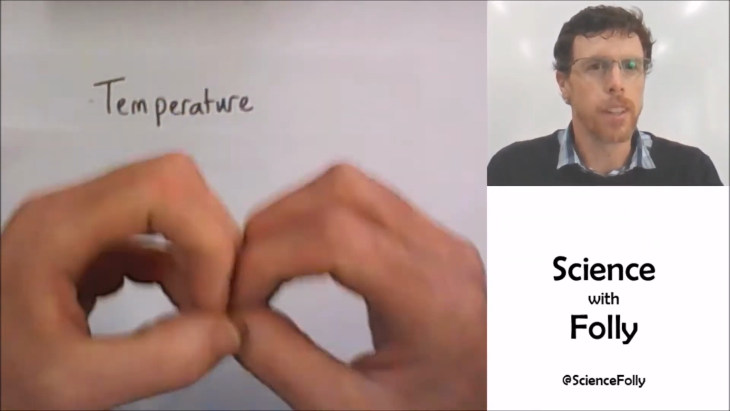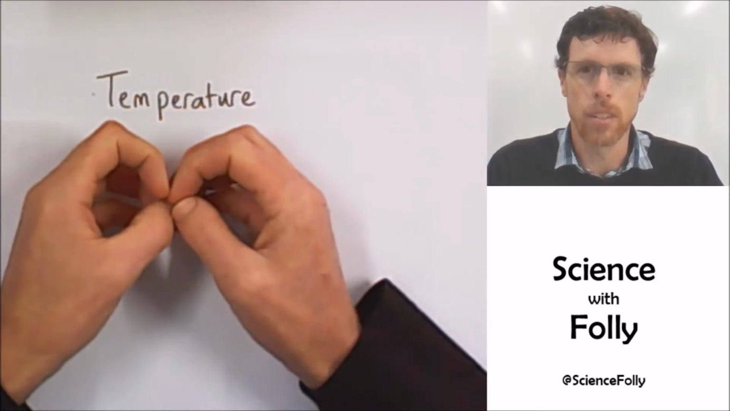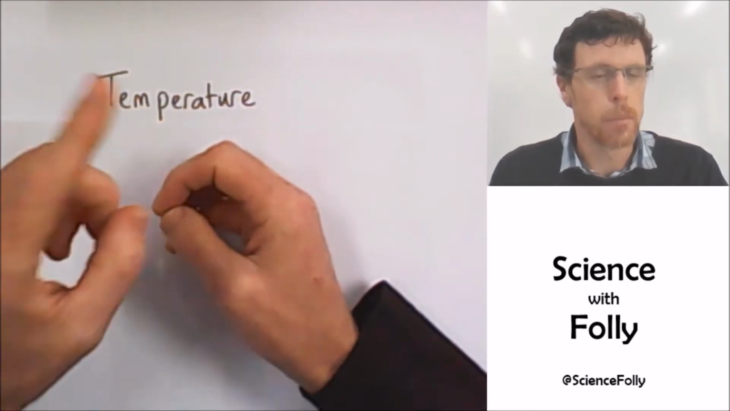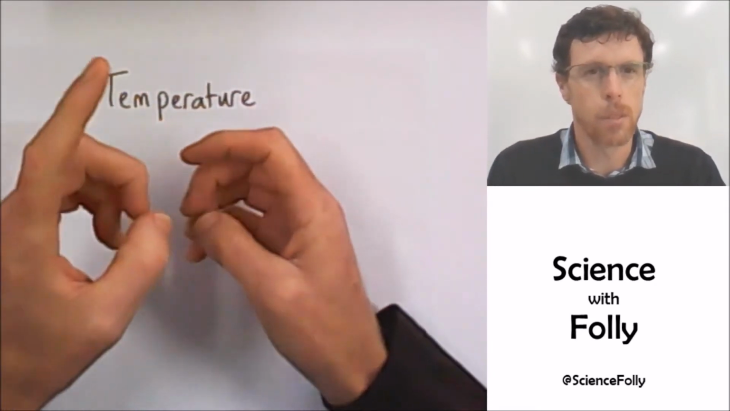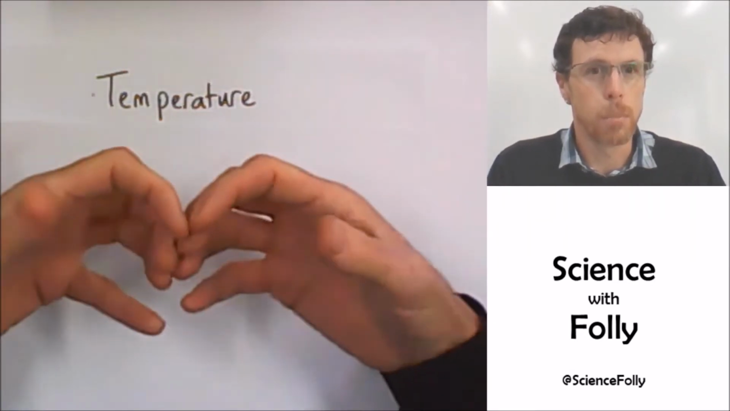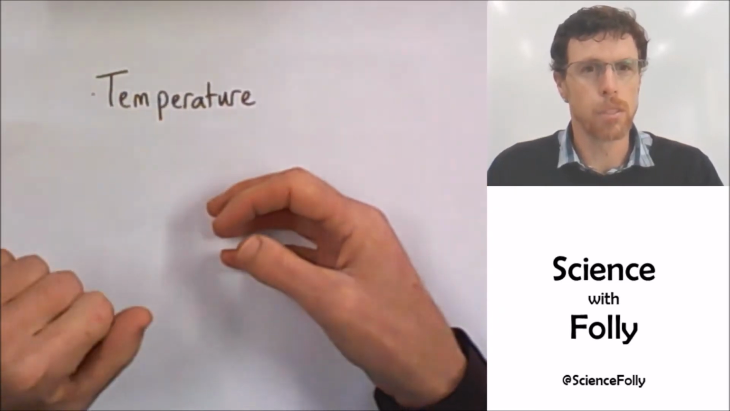Well, if we increase the temperature of a substance, the particles in that substance are going to be moving faster. And if they move faster, they're going to collide with greater energy, which means the reaction speed will increase. If you decrease the temperature, the opposite will happen.